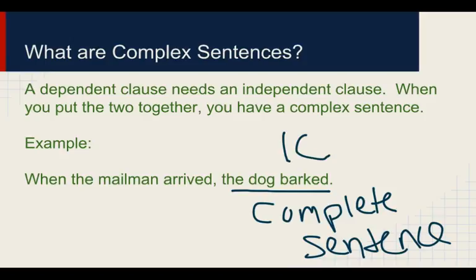Now, when the mailman arrived has a subject, has a verb, but it is not a complete sentence because when the mailman arrived is a dependent clause. It has to rely on our complete sentence past the comma in order to be a complete sentence. So when the mailman arrived, the dog barked is a complete sentence. It is a dependent clause plus an independent clause.